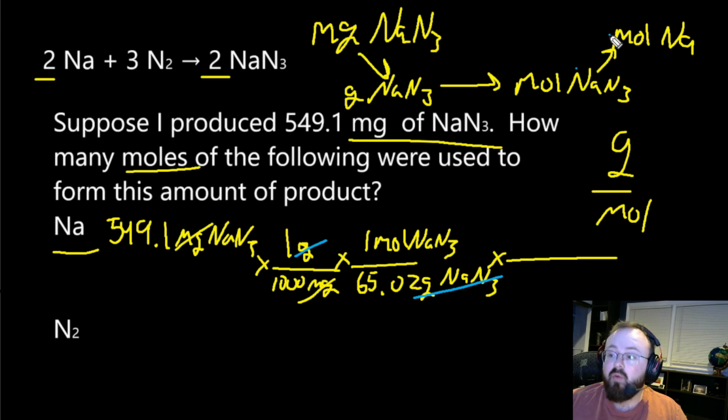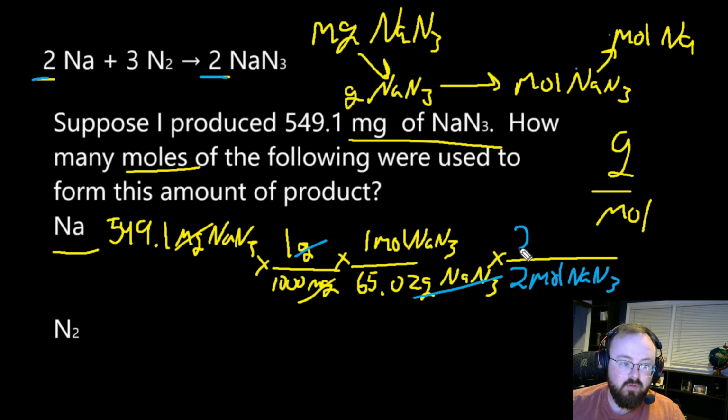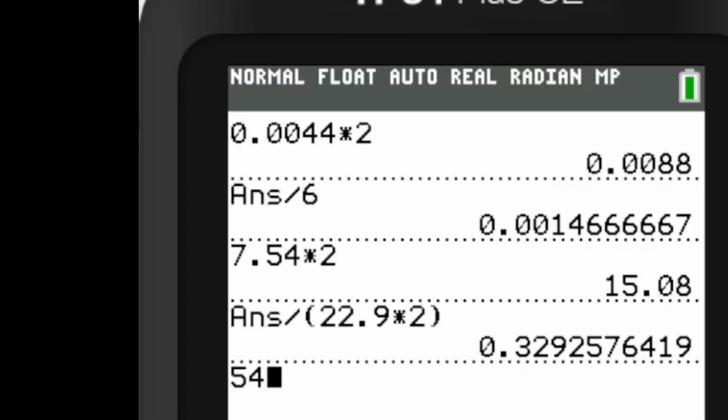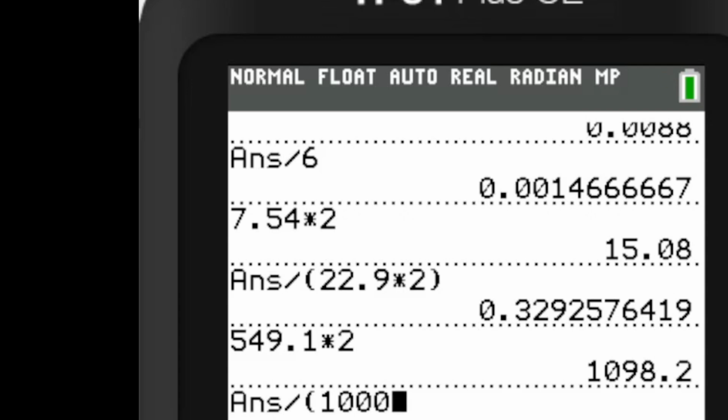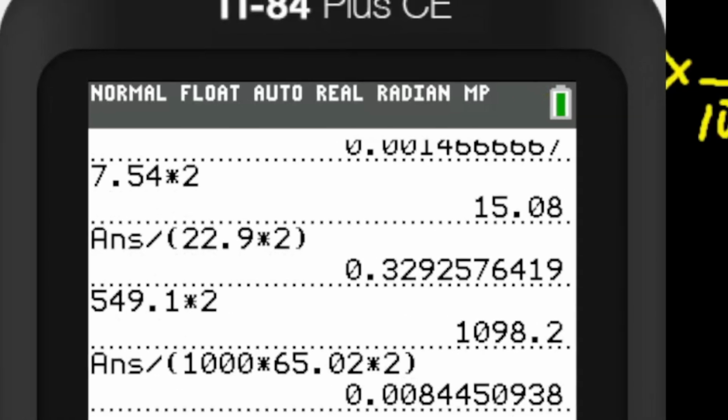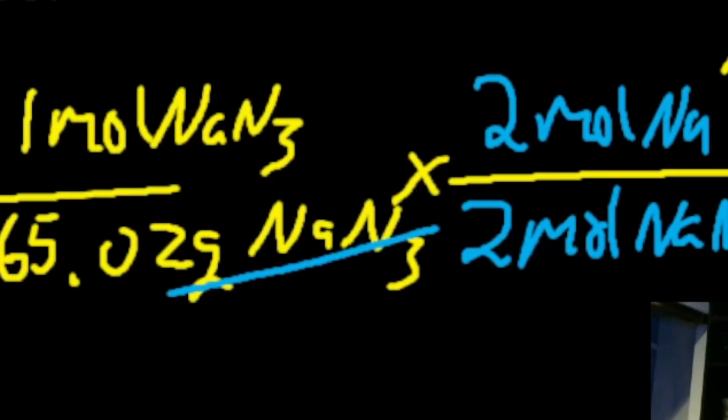Whenever we're going from moles to moles, we have to use, I hope you can fill in my blank, coefficients. Our coefficients in this case are both 2, which makes our lives pretty nice mathematically. 2 moles of NaN3 for 2 moles of Na. And we're going to plug all of this into our calculator. And there is my final answer, which we can write out here.